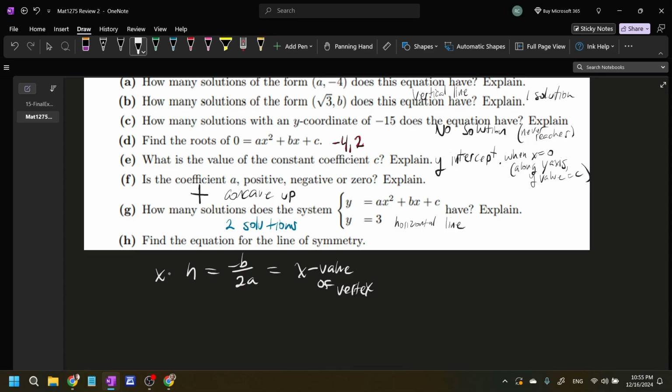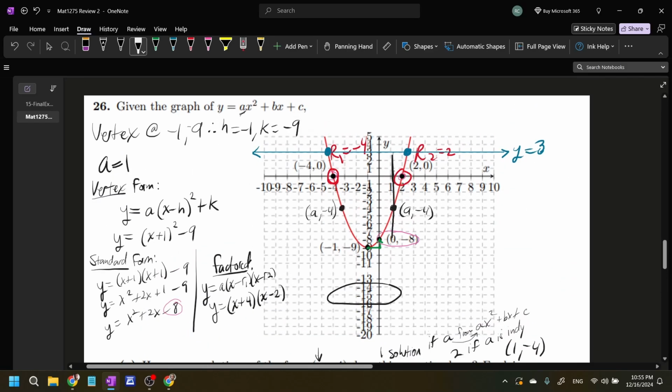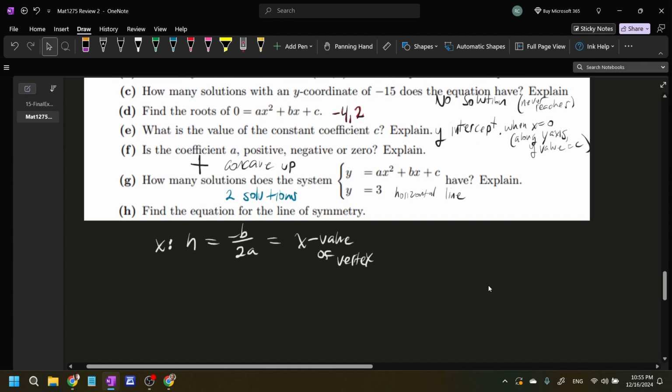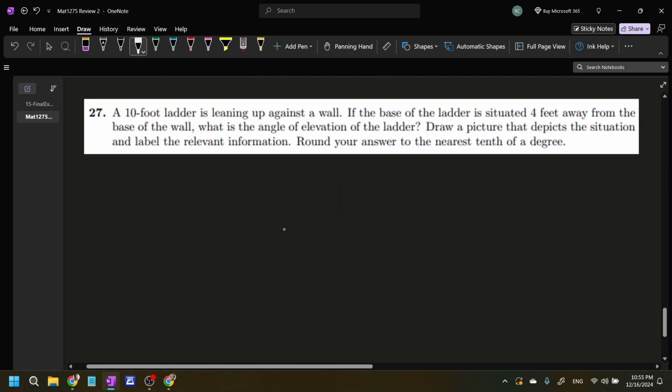So let's put this. Our axis of symmetry is going to be the x value of the vertex. And we can just find that here on our graph, it's -1. So h, luckily for us, is -1. Okay, that was a doozy.